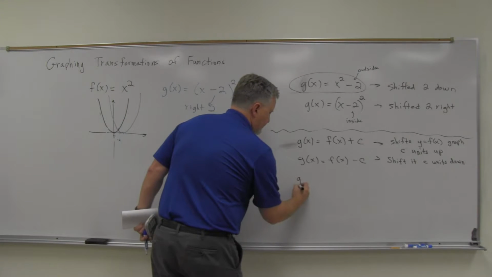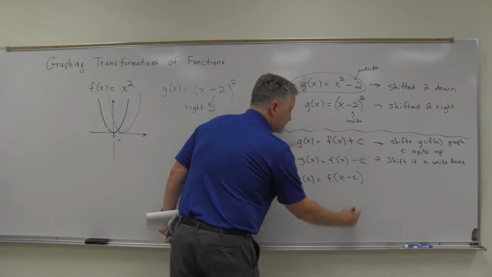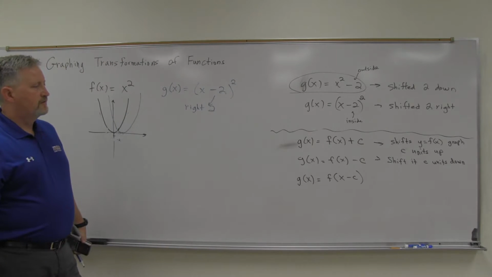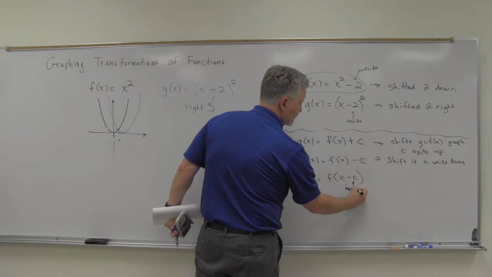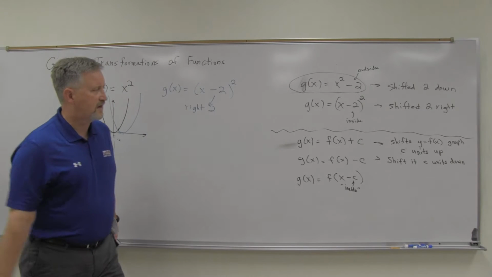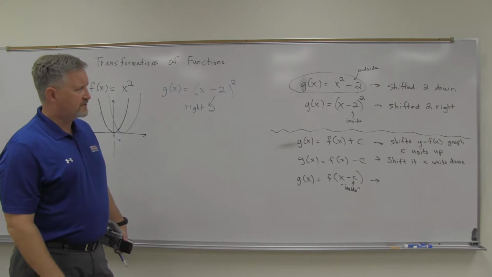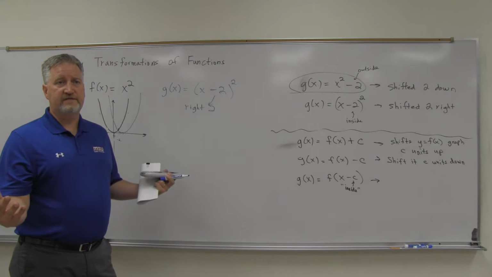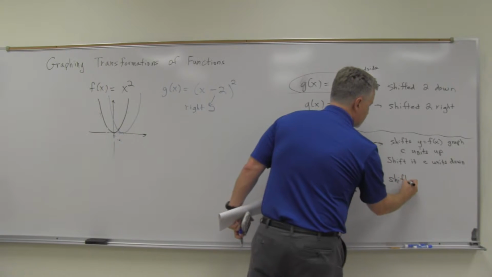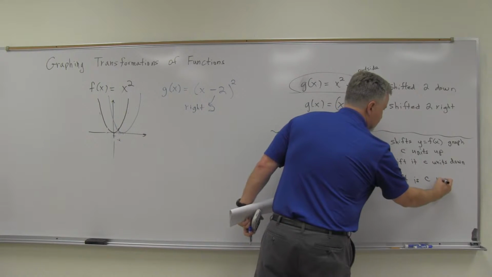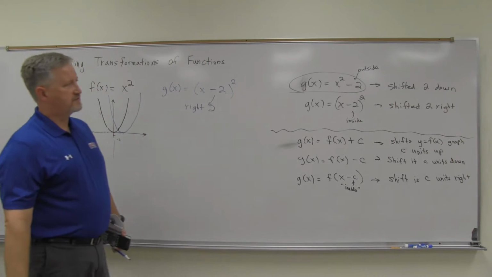On the other hand, if I have this g of x function and it's f, and then I've got the c on the inside, that's analogous to the x minus 2 squared. That's going to shift it, whatever the c is, c units to the right, because it's on the inside, like we had with the x minus 2 squared graph.